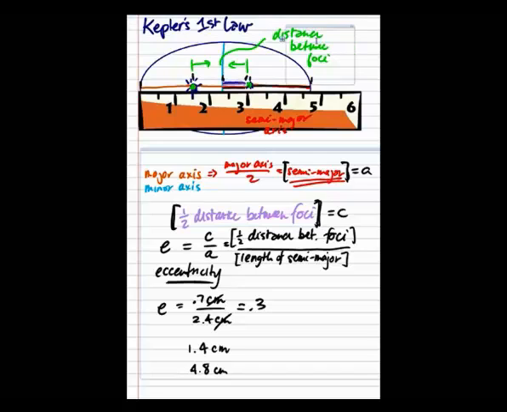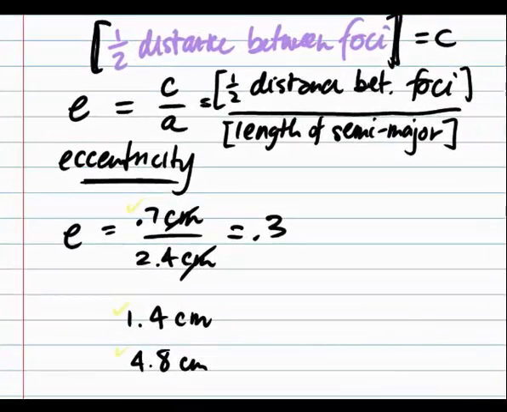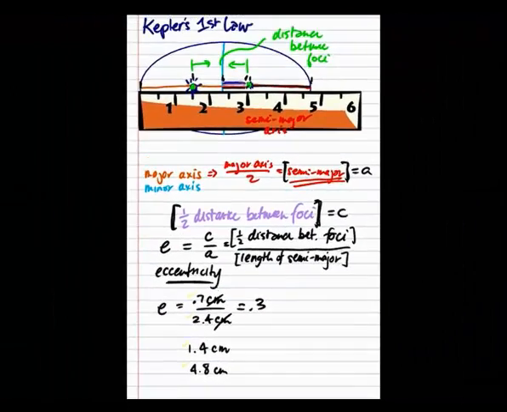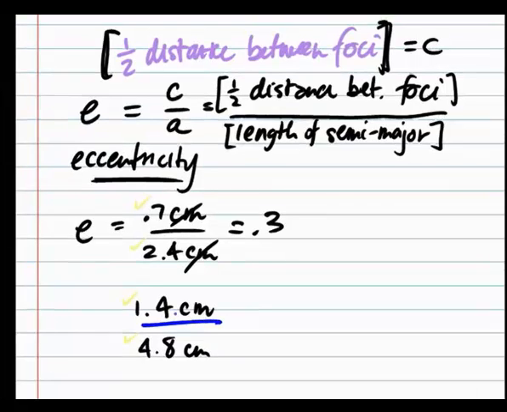Now you can see how some of these numbers are related. I'll do this in yellow because 1.4 here is very similar to 0.7. The distance is just double, and 4.8 is very similar to 2.4. So what happens when I take these and divide them by each other? 1.4 divided by 4.8. Guess what you're going to get? 0.3. So the eccentricity is equal to 0.3.